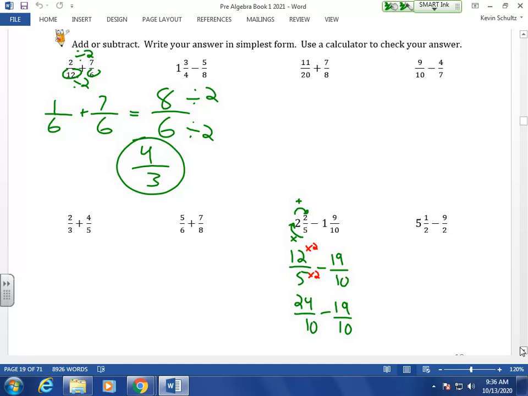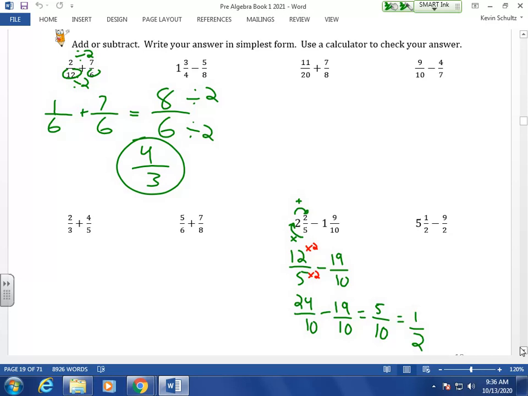24/10 minus 19/10 is how many tenths? Carly. 5/10. Final answer? Right? No. Pierce? 1/2. Simplify down to 1/2. Okay? John, is that good? All right.